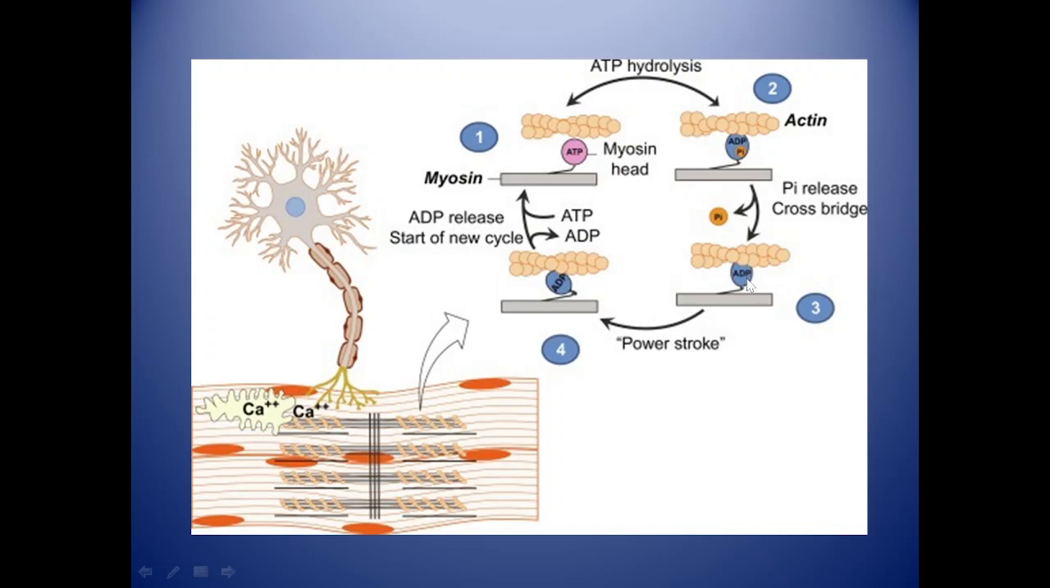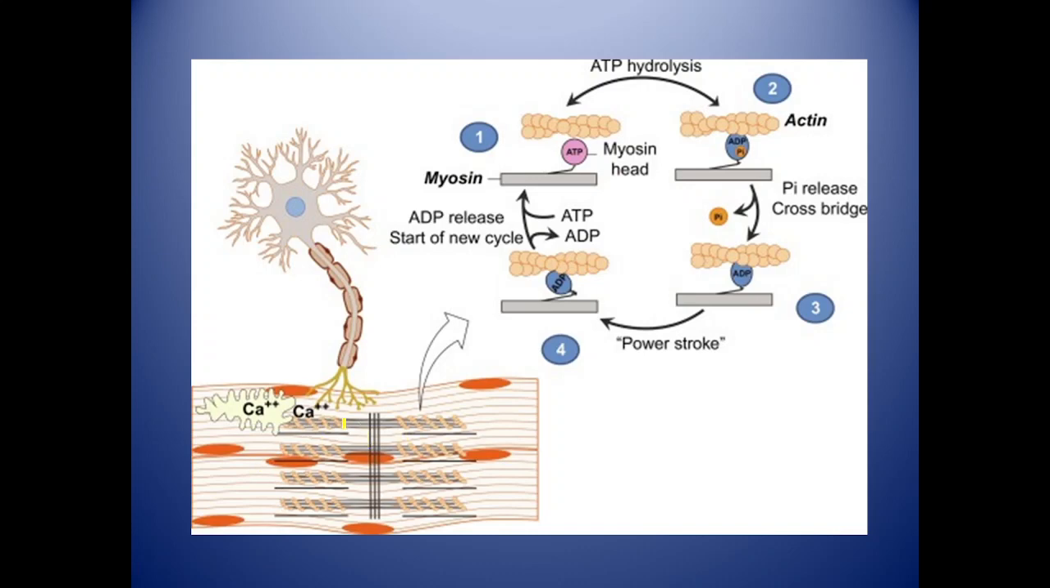The moment it forms a cross bridge, next what will happen? It will move. You can see here, this is bending because this point is flexible. It moves, and so the actin will be pulled towards one side. So where is this event happening? This event is happening here.